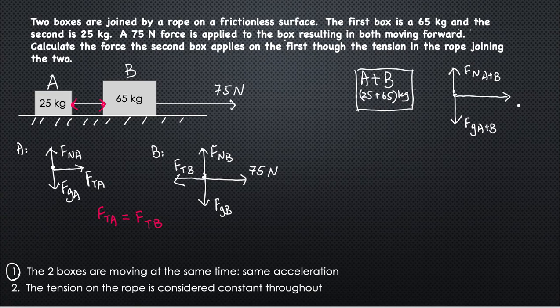And then the pulling force is 75 newtons. Now this piece of rope is considered part of the big object, so it's more like an internal force now, and we don't have to worry about it.